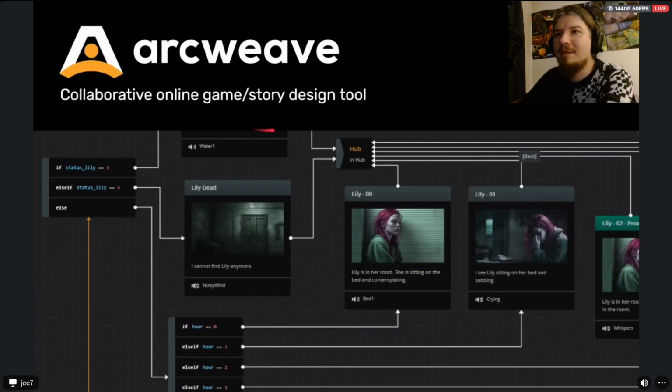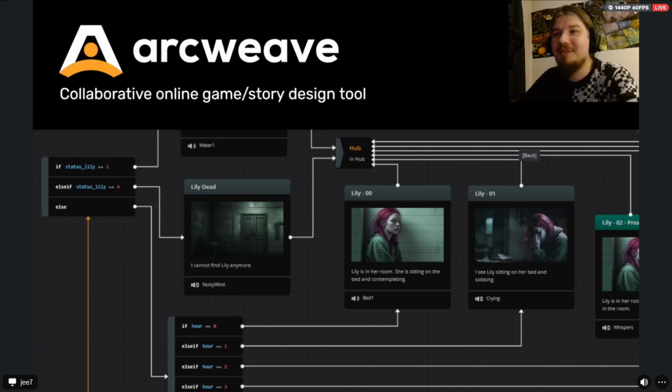And I think you all know what Arcweave is. It's a collaborative online story and game design tool. I really like the visuals of it, so I can really see how the story looks, where the branches are, and how the story flows. And I also like the Arcscript scripting language, where you can do some game mechanics. But I won't stay too long introducing what Arcweave is, because you probably know it.